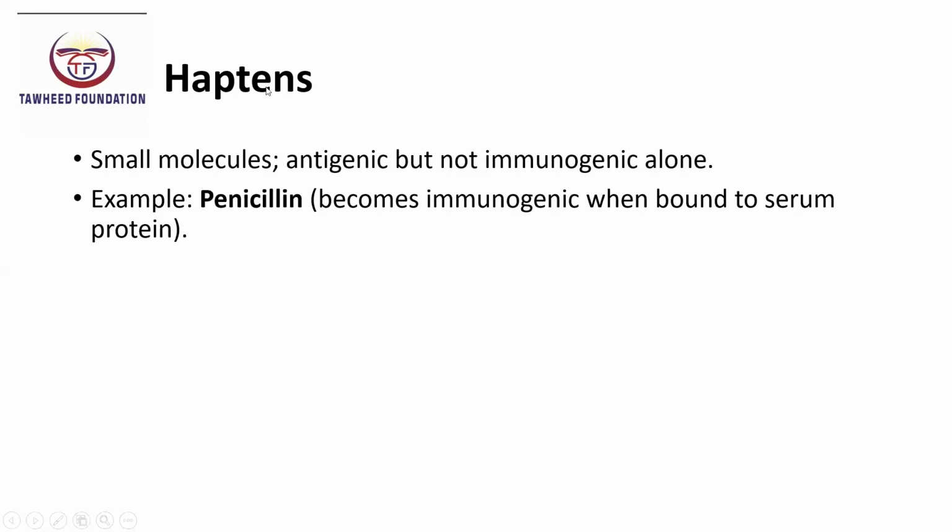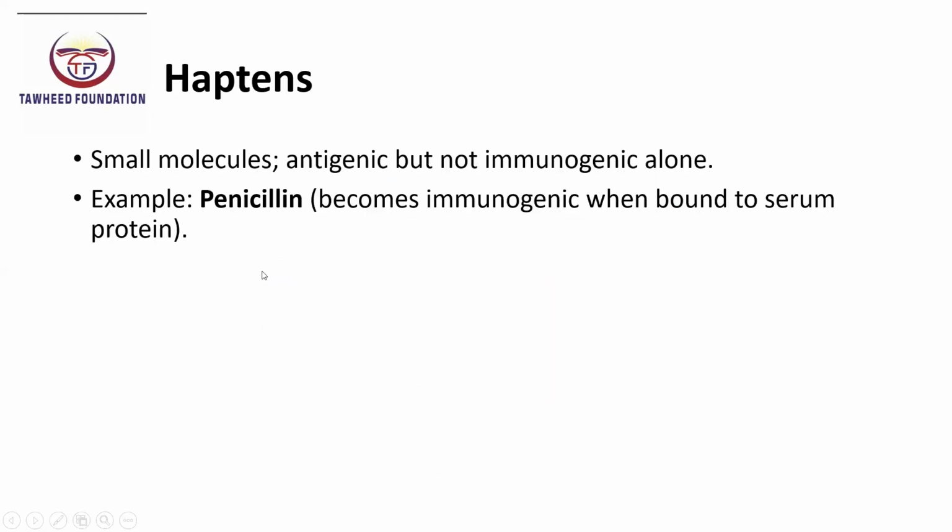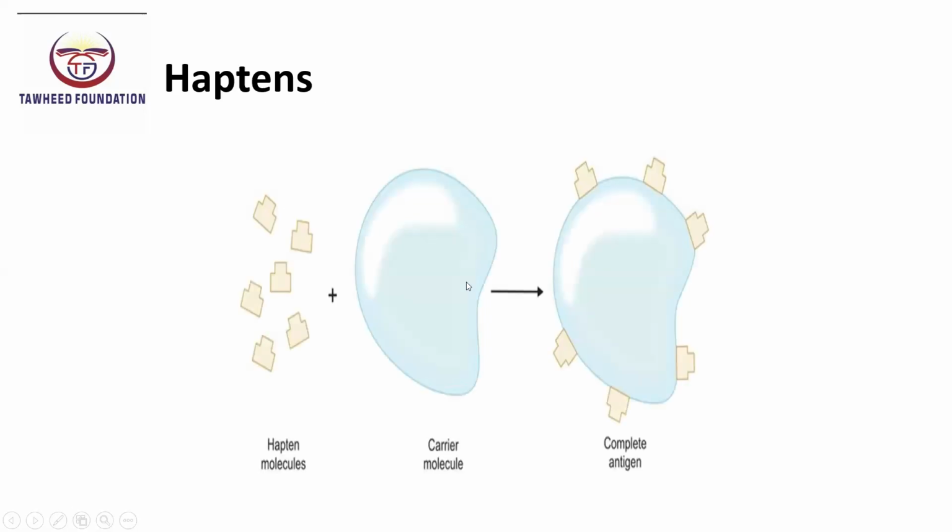Therefore, haptens illustrate the important distinction between antigenicity, that is the ability to bind, and immunogenicity, the ability to stimulate a response. So as you can see in this diagram, haptens are very small molecules that by themselves cannot stimulate an immune response. They become immunogenic only when attached to a larger carrier protein. Example, as I mentioned earlier, penicillin acts as a hapten, binding to proteins and causing allergy.